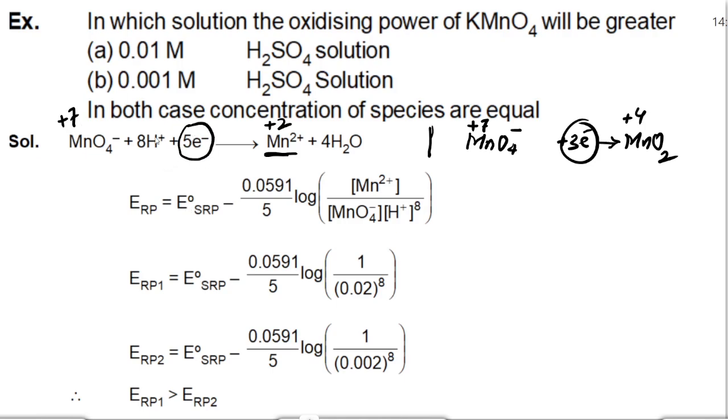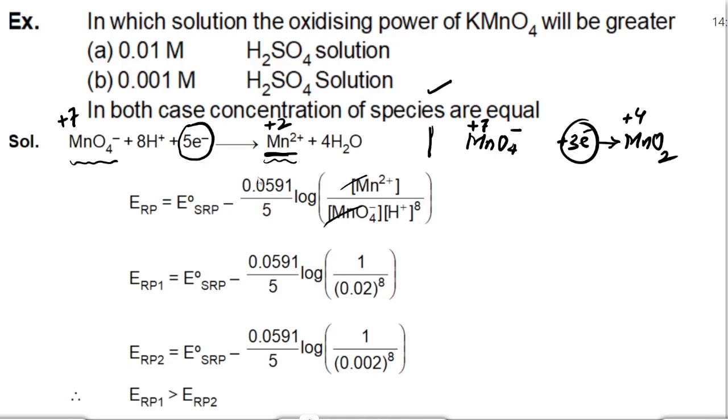So n is 5, so E reduction potential equals E naught standard reduction potential minus 0.0591 upon 5 log of product Mn2 plus divided by reactant MnO4 negative raised to power 1, H plus raised to power 8. So in both cases it is written the concentrations of the species are equal. So species are MnO4 negative and Mn2 plus. Both have the same concentration, so that is cancelled out. So we are left with 1 upon H plus raised to power 8.